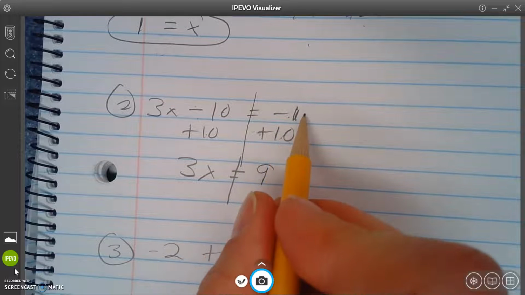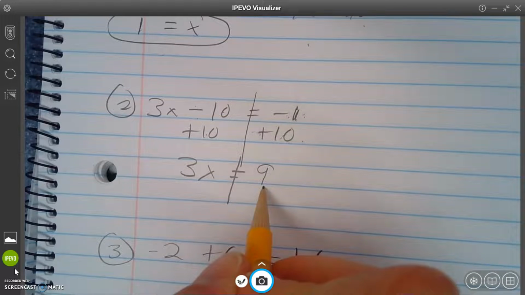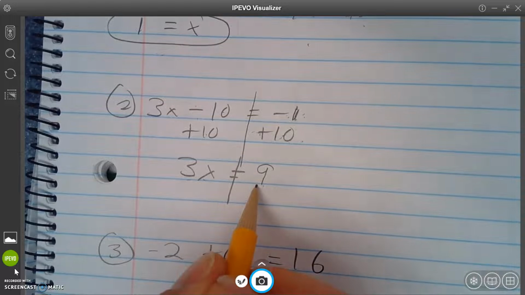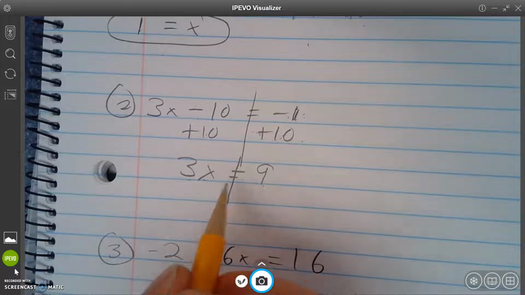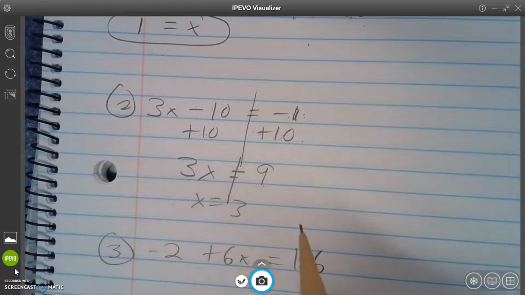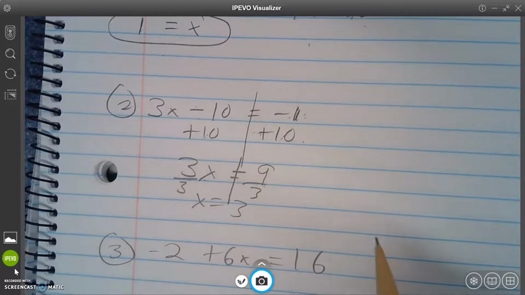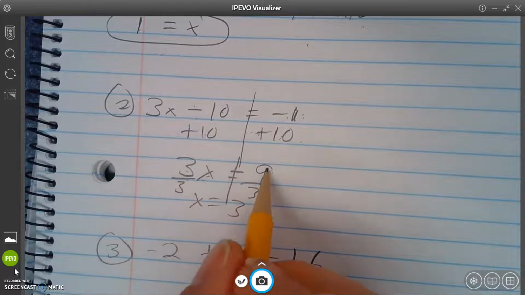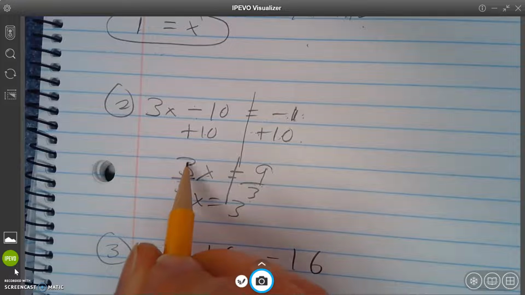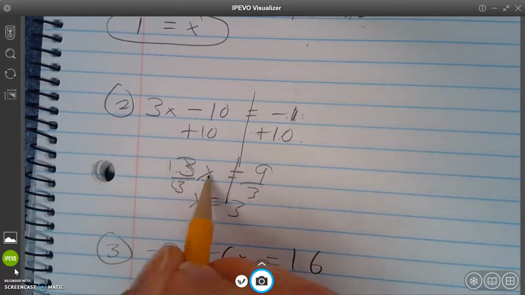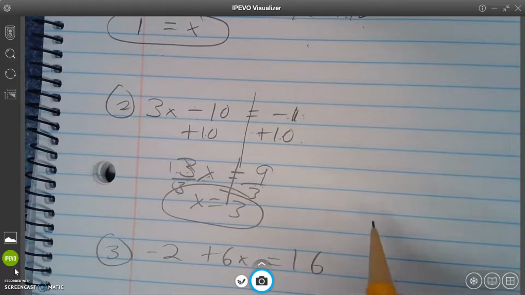If I have $10, I lose 1. I have 9 now. 3 times what is 9? Yeah, that would be 3. So sometimes you can just do it off the top of your head because you know the times tables, or you can divide by 3. Opposite of multiplication is division. 9 divided by 3 is 3. 3 divided by 3 is 1. 1 times x is x. So x is 3. Hopefully you got that.